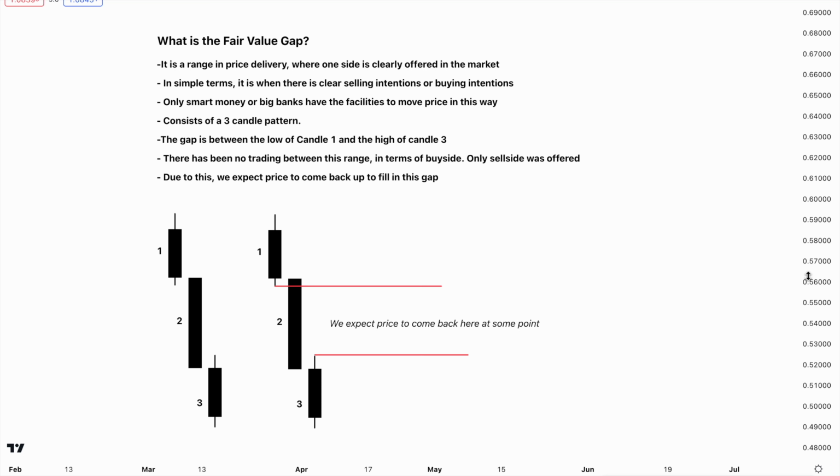So in this gap, there was no trading basically. In the diagram below, sellers were so powerful that there was no opportunity for buyers or buy side to trade. The result is this gap. Because of this imbalance or displacement, as ICT calls it, in price, we expect price to come back into this gap eventually, which is where we can look for a trading opportunity.